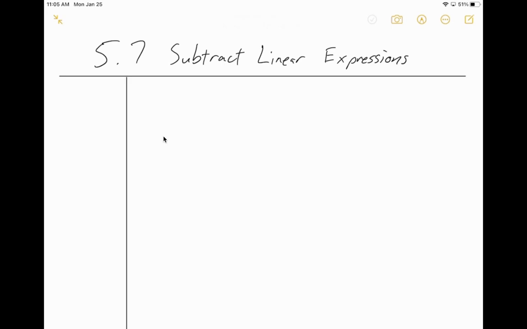All right, so today we're going to look at subtracting linear expressions. Okay, this one's a little bit tougher, but hopefully we can get through this. So, first of all, don't write this down. Let me just give you some examples. Okay, so let me write down some examples here.